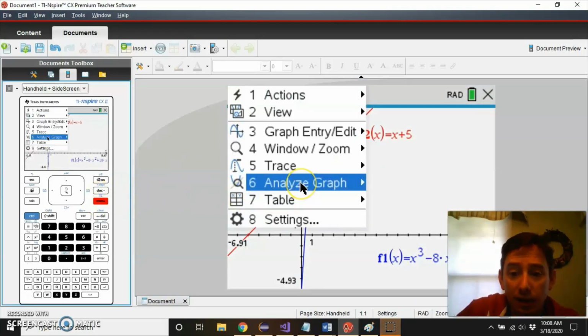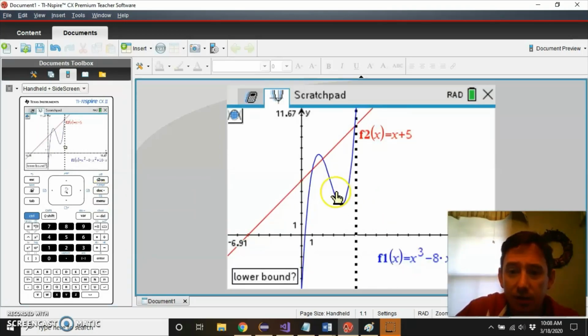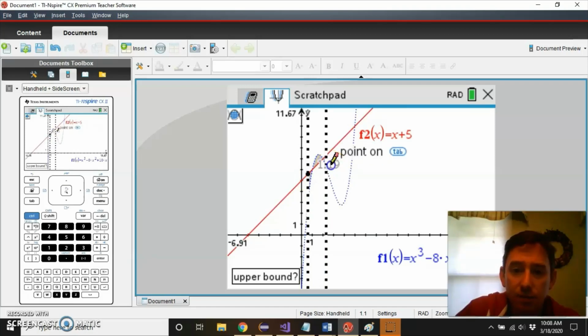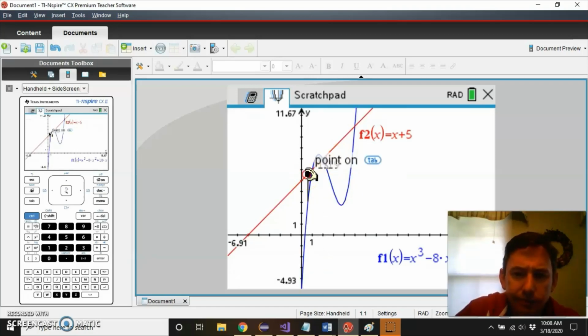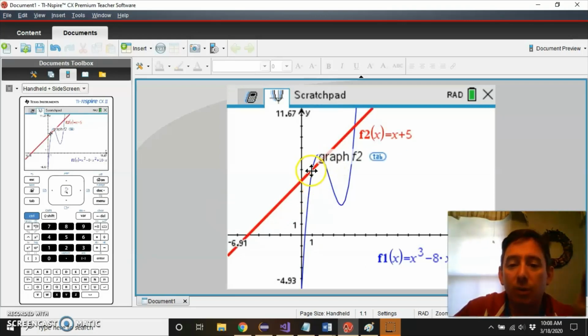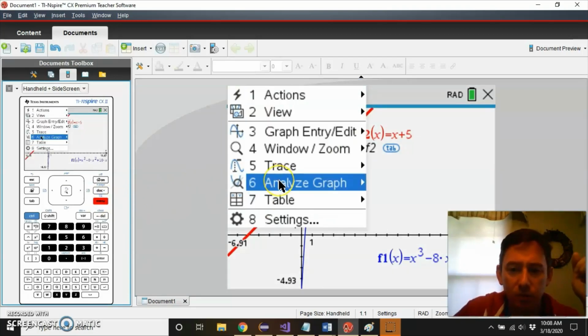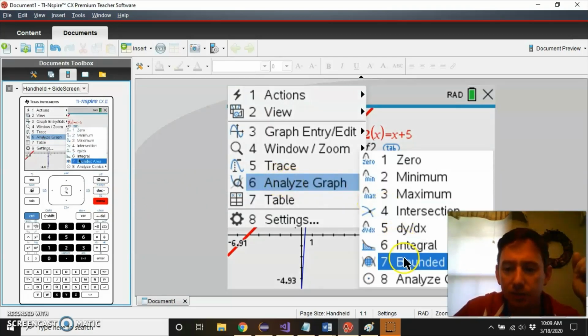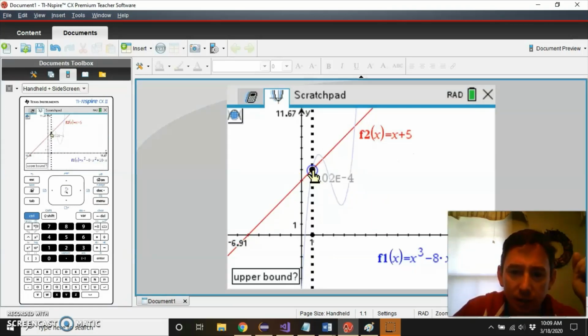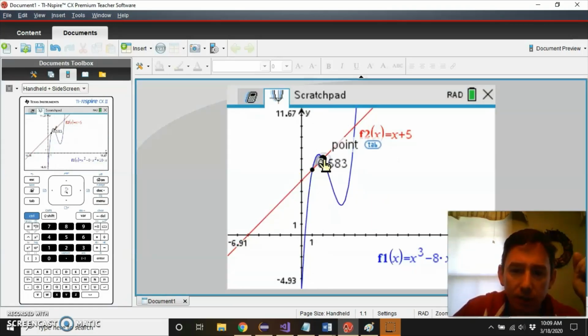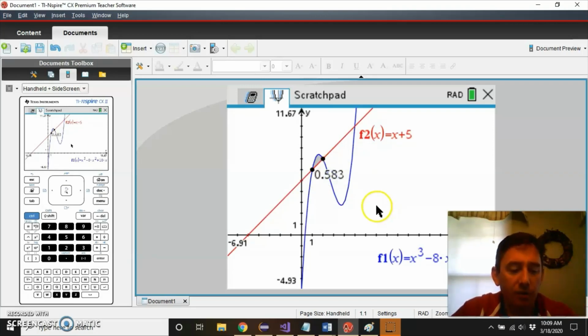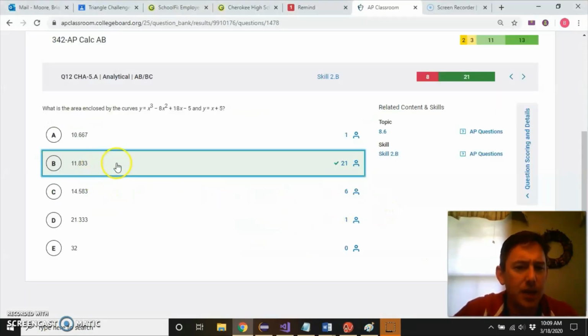Now, on the calculator, you can actually just find bounded area. But I should have been more accurate. Let's try that again. The real way to do this is to find out where these guys intersect and set up a whole new integral. But just for the sake of time, I'm going to cheat a little bit. Let's find bounded area. There we go. 0.583. Let's see. Yeah, that's not right.